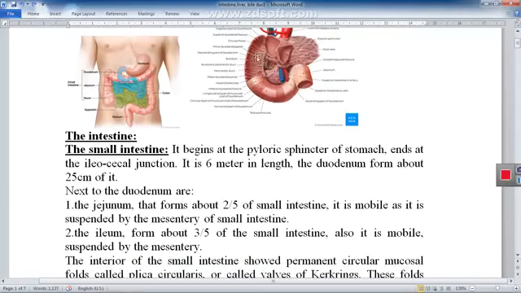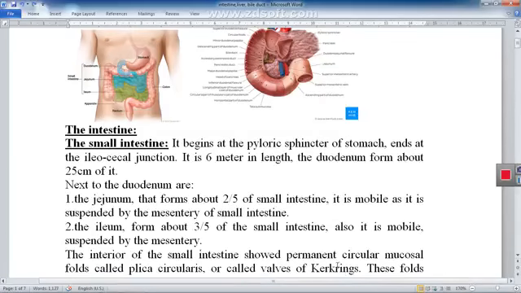The inside, the mucosa of the small intestine shows circular folds that are called plica circularis, or are called valves of Kerckring. These circular folds begin in the second part of the duodenum. They are not seen in the first part of the duodenum. You can see that the first part of the duodenum has smooth mucosa with no circular folds of plica circularis.